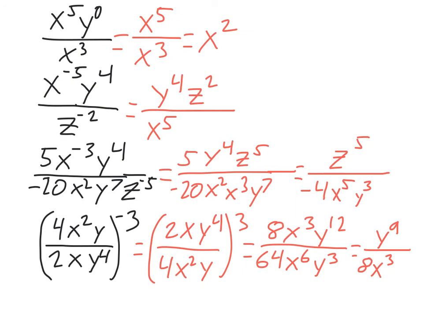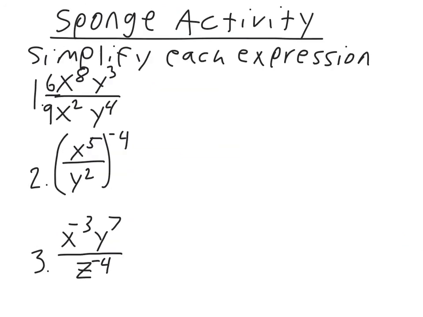Alright, that's it for the lesson. Now time for the sponge. Alright, here's the sponge. 3 questions. Simplify each expression. As per usual, the sponge activity, you have to at least attempt. Don't just write the problem, you have to attempt something for an answer. But if you get all 3 right, you get a bonus point on the next test.